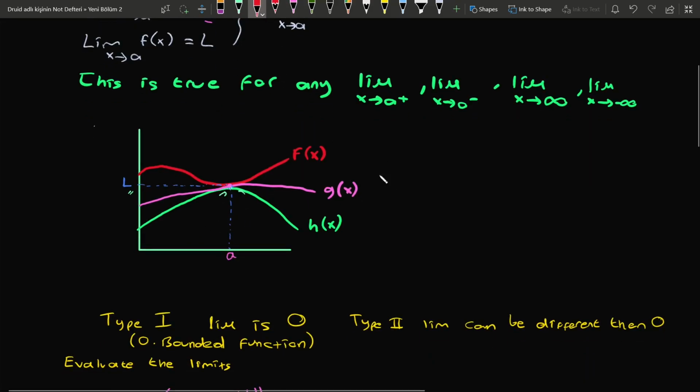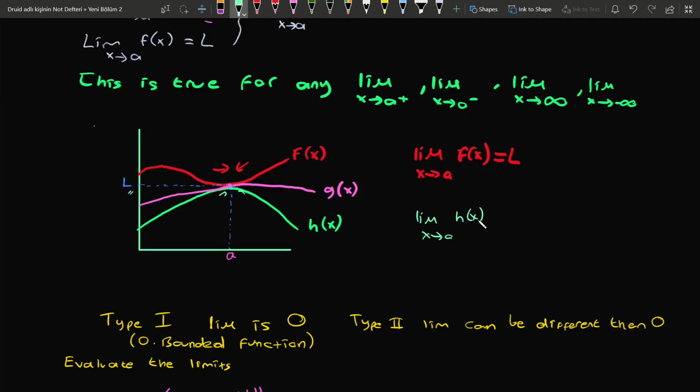From the graph, we can clearly see that the limit of f(x) as x approaches a is L. In the same way, we can clearly see that the limit of h(x) as x approaches a is also L. And now the squeezed function we have, g(x), is in between them without evaluating its limit. Let's write it in pink color as well. The limit of g(x) as x approaches a is also going to be L because it's the function between these two functions. And we can clearly see on the graph that this is correct. Now we are able to visualize this.